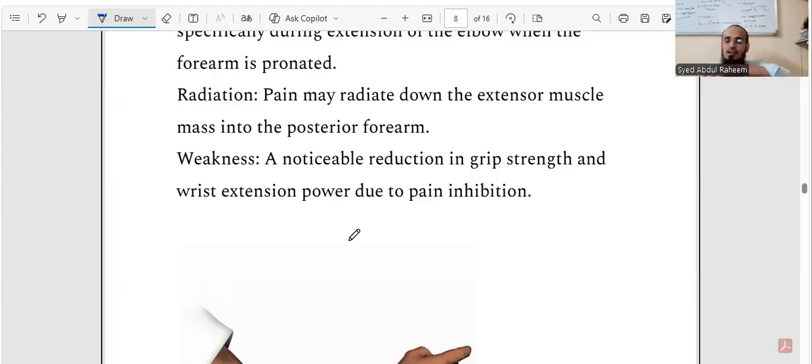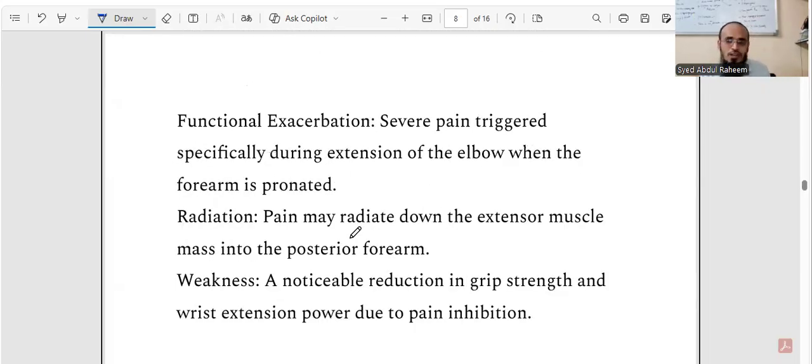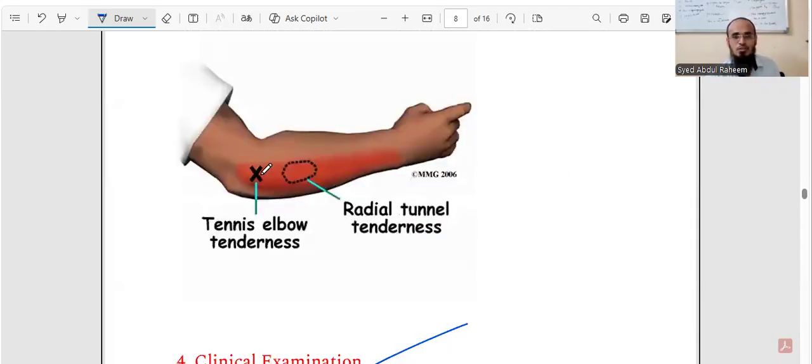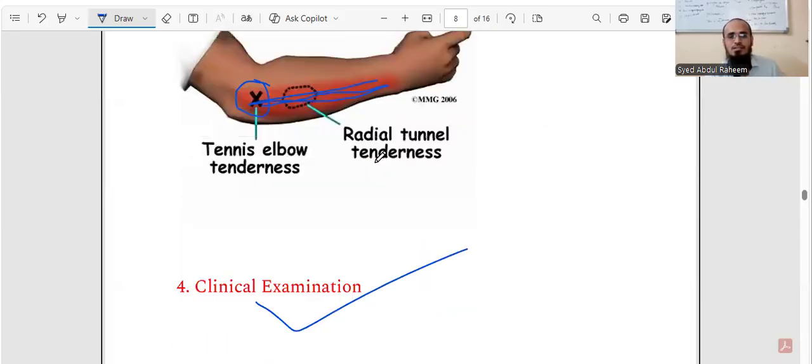So some patients will complain of pain at rest. Some patients complain when I am moving, I am getting pain here. Some patients complain I don't have pain here, but I have pain here. Some patients complain I didn't have pain, but I have weakness when I hold anything. So different patients have different symptoms. Maximum pain is here, and sometimes it will radiate like this, sometimes like this.